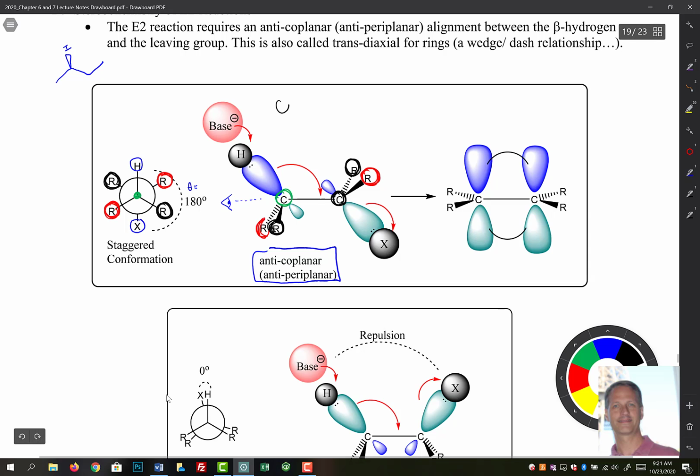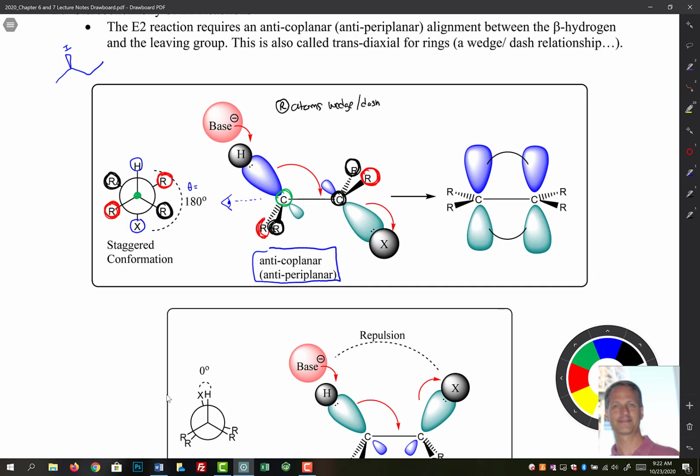So these two groups have a wedge-dash relationship. You could say in some ways that they're trans to each other; in a ring, we would say that they're trans. So in order to get elimination to occur, we have to have a wedge-dash relationship, or in plane, we would see them as being just anti to each other. It's easier to see that way.